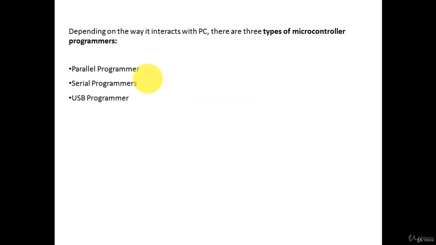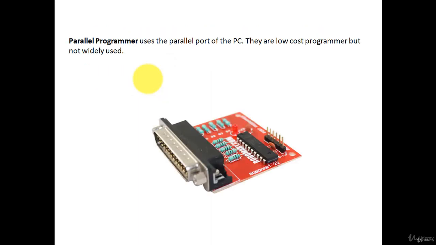Depending upon the way it interacts with the PC, there are three types of microcontroller programmers: parallel programmer, serial programmer and USB programmer. A parallel programmer uses the parallel port of the PC. They are very low cost programmers, but most modern desktops and laptops don't have a parallel port, hence parallel programmers are not widely used.